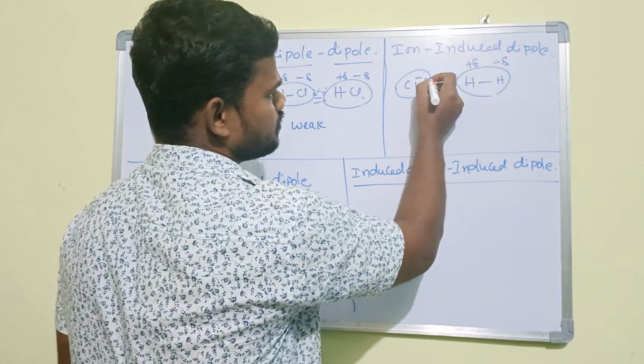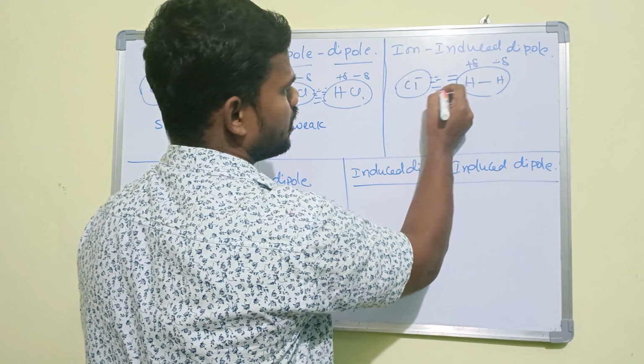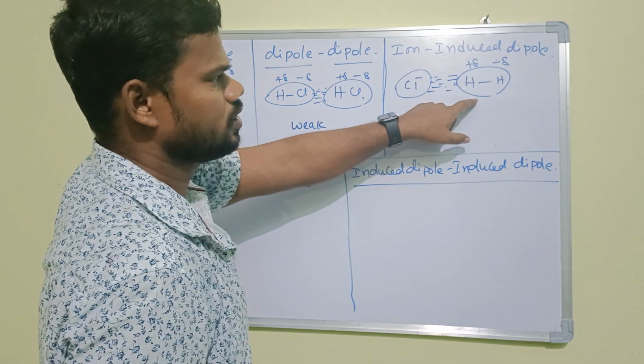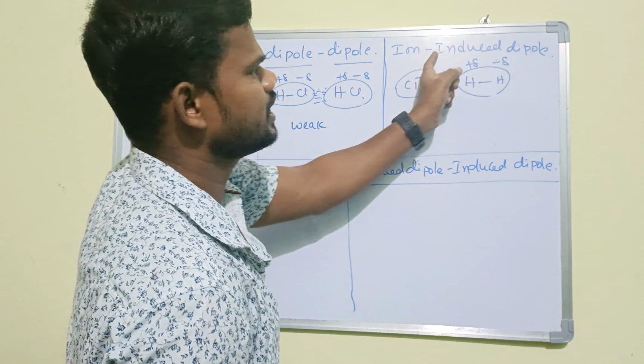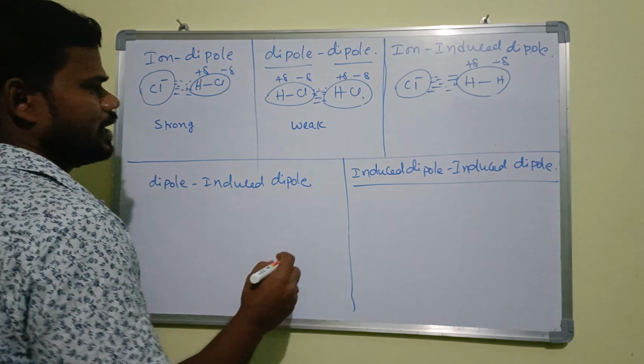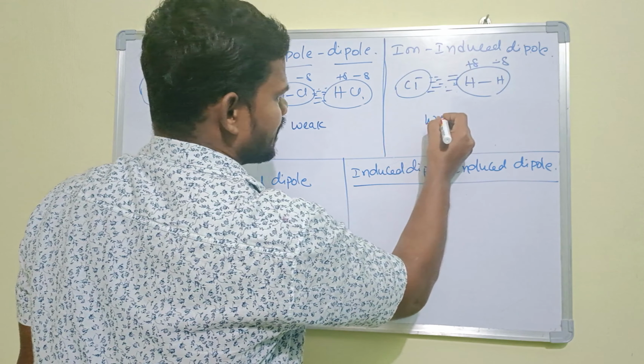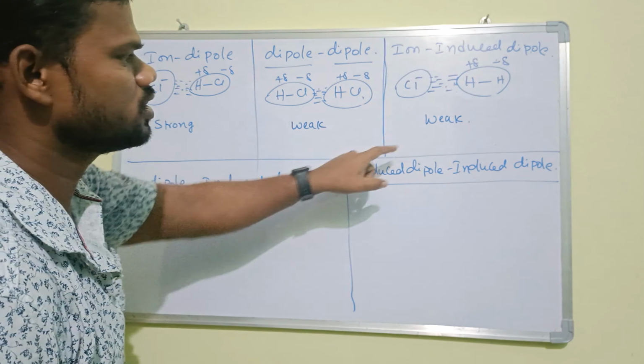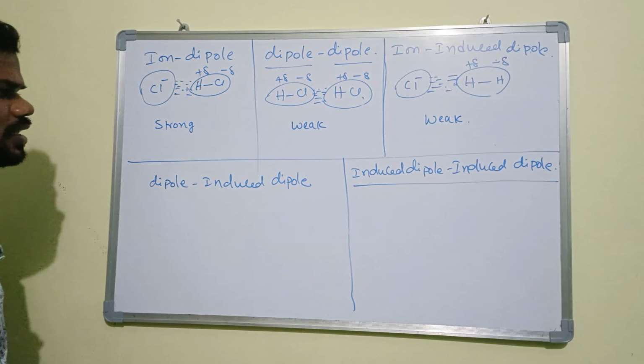So the interaction between an ion and a non-polar molecule is called an ion-induced dipole interaction. These are weak interactions when compared to the previous two.